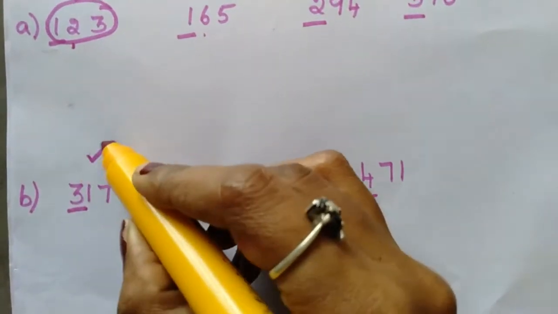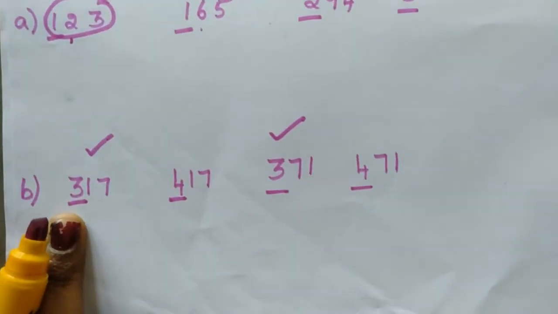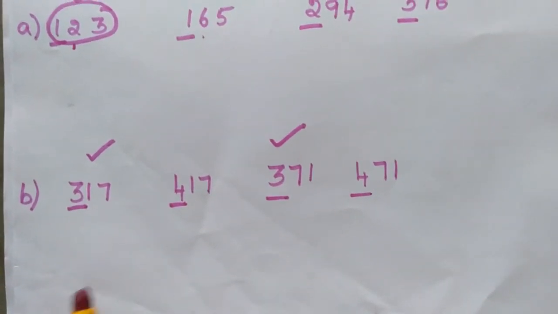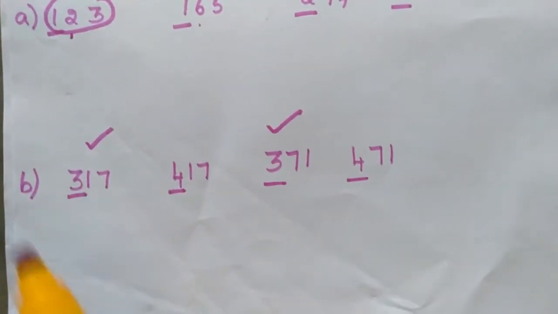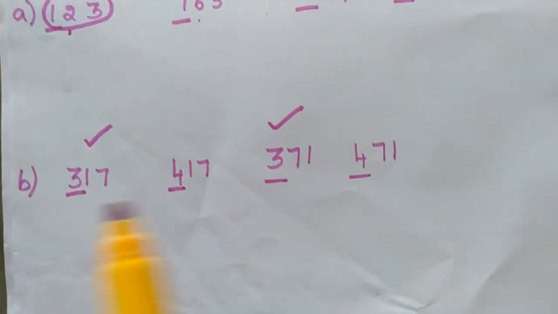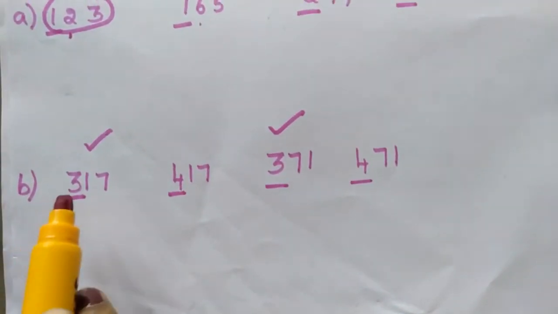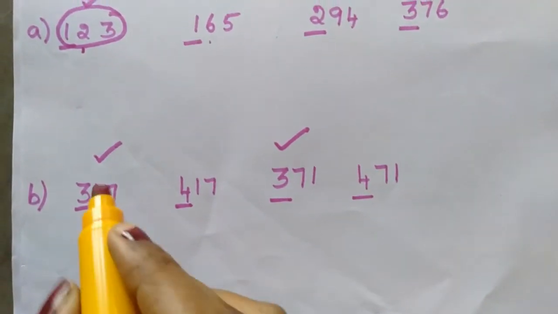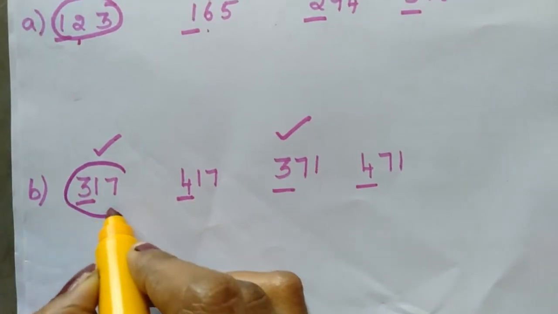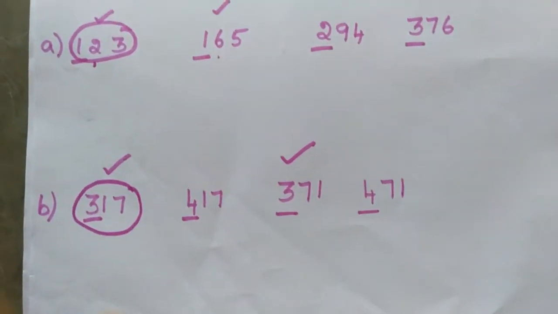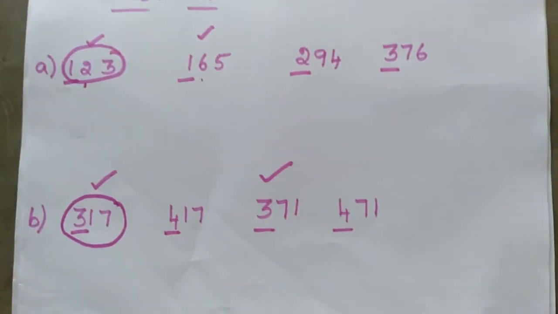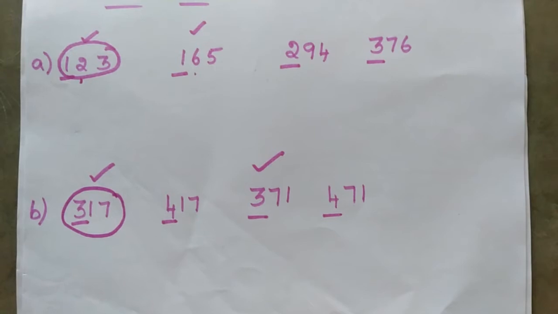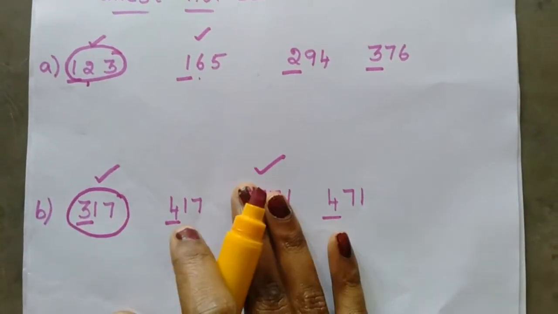So, you have to check from these two numbers. 317, 371. So, you have to check the tens place. Here, the tens place is 1. Here, the tens place is 7. So, when we compare these two numbers, 1 is a small number or 7 is a small number? 1 is a small number. So, you have to circle 317. When we compare these two numbers, 317 is the smallest number. Understood? So now everyone knows greatest and smallest, right?